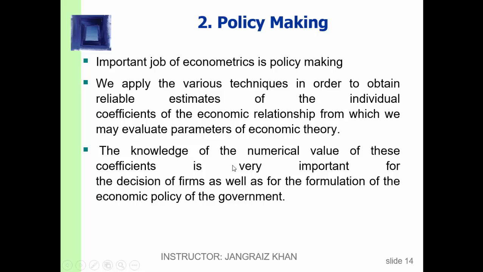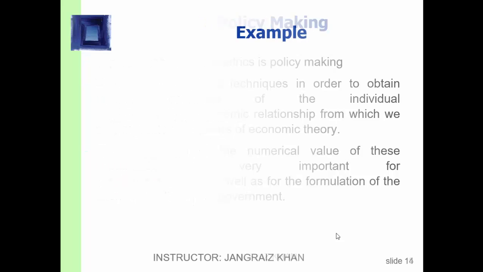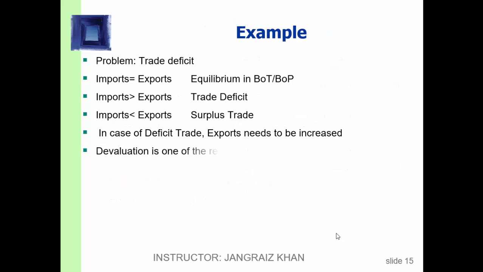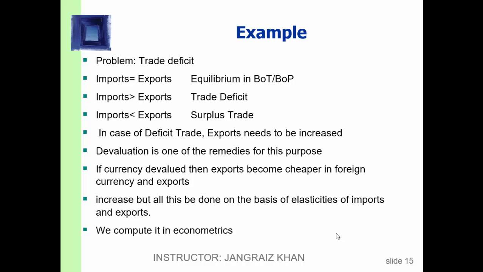The knowledge of the numerical value of these coefficients is very important for decisions of firms as well as for the formulation of economic policy of the government. Dear students, econometrics is widely used in policy making. We need different types of elasticities, different coefficients, different slopes, and we find all these through econometrics. We can explain this with the help of a very simple example, the problem of the trade deficit.